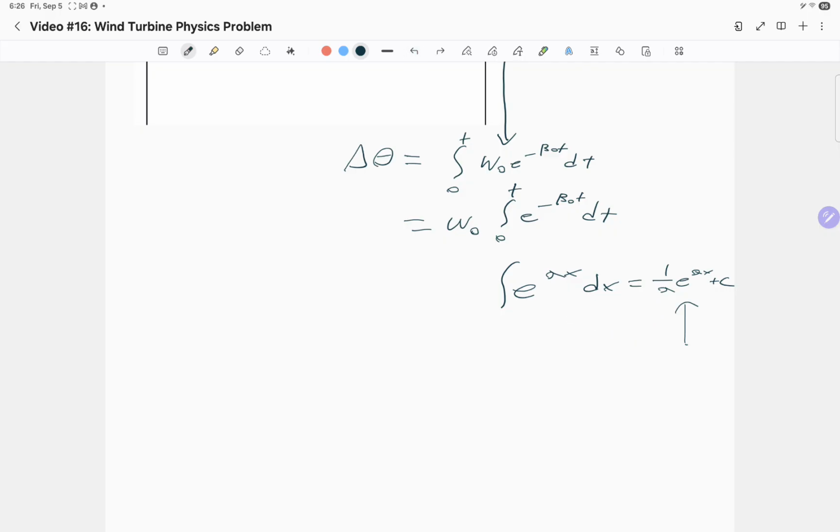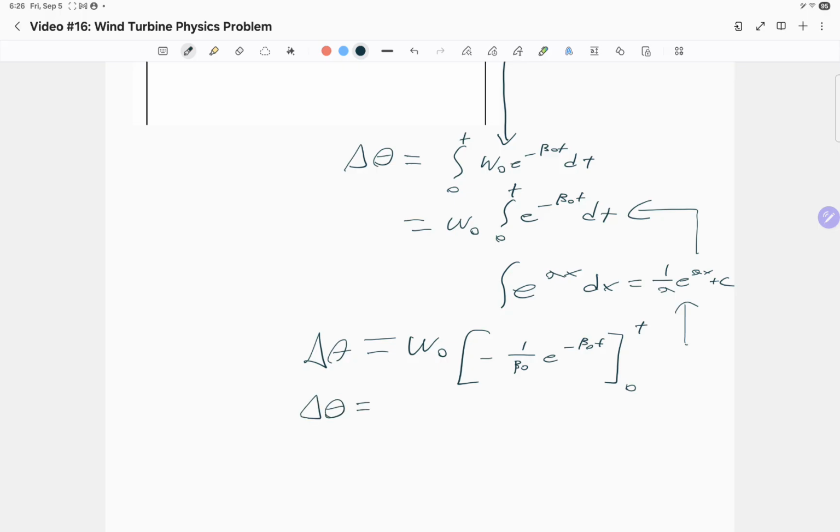If we take that integral format and apply it here, we'll have an antiderivative of 1 over beta sub 0 times e to the negative beta sub 0 t. I keep doing that where I bring the t out; you don't need the t there. So it's 1 over beta sub 0 e to the negative beta sub 0 t, and we evaluate that from 0 to t. And this will get us our answer.